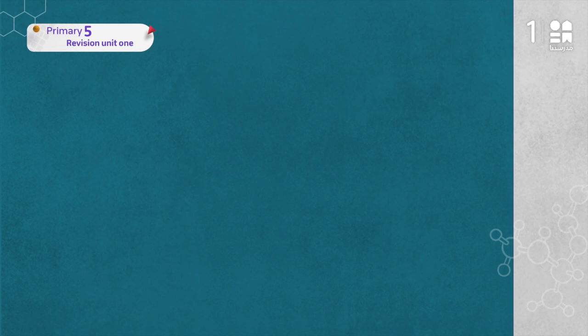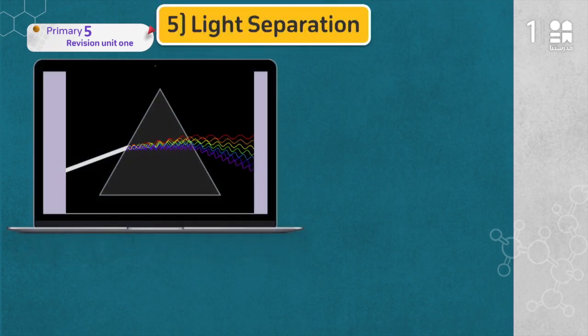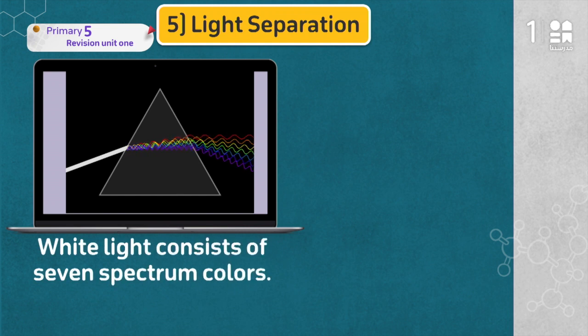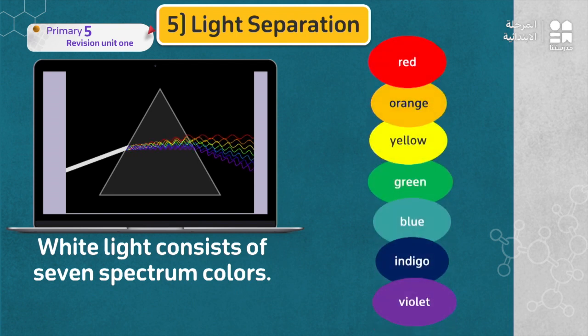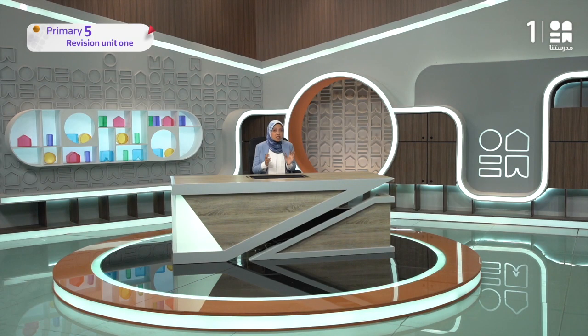طيب property number 5 which is light separation. That the glass prism splits the white light or the sunlight into 7 spectrum colors. طب مين فاكر معايا كانوا ايه هما ال 7 spectrum colors in order؟ لازم نفتكرهم in order, okay? Red, orange, yellow, green, blue, indigo and violet. They are the 7 spectrum colors.